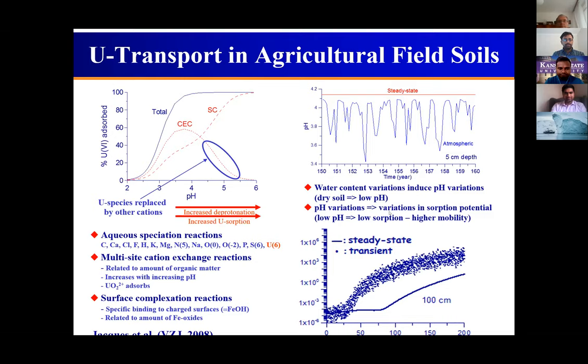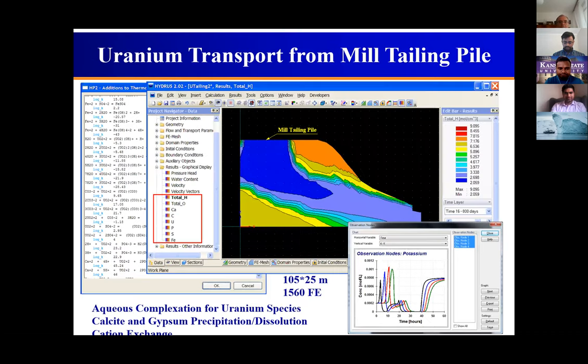And so in this case, we simulated breakthrough curves at 100 centimeter depth, assuming daily fluxes of precipitation and evaporation, which led to changes in pH. And that led to a different mobility of uranium. So by accounting for the transient conditions, we would predict a very different arrival time than assuming steady state flow conditions, which typically people do in their applications.